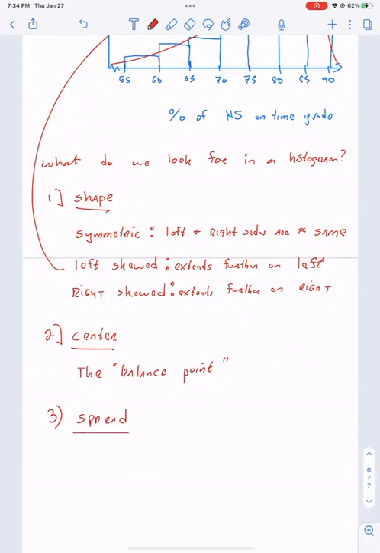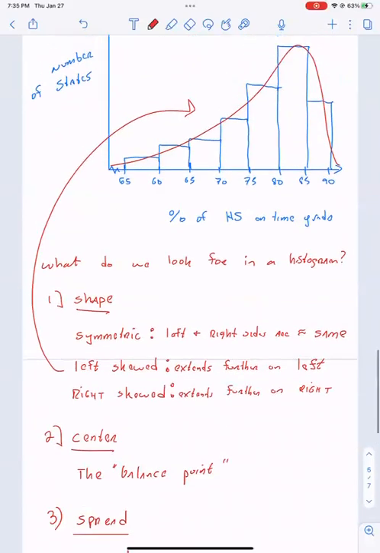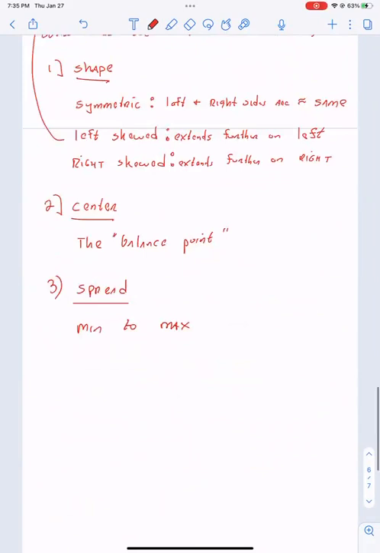We are going to have multiple ways of thinking about the spread. But for now, essentially, the spread is min to max. Not max minus min. We're not looking for a number. When I say the spread, I'm basically saying, oh, it's 55 to 90. I know where my center is, and everything goes between this number and that number. So the spread is just the min to the max.